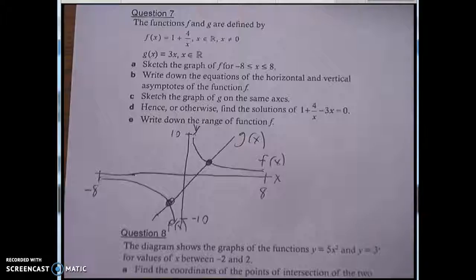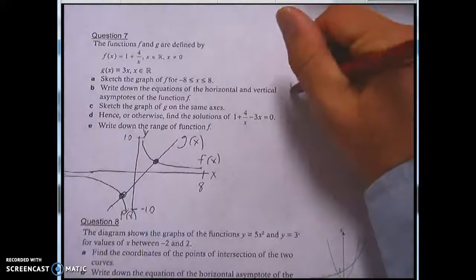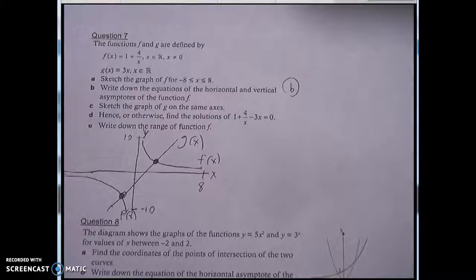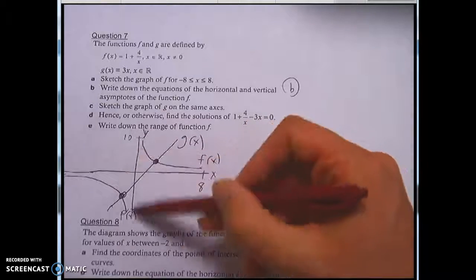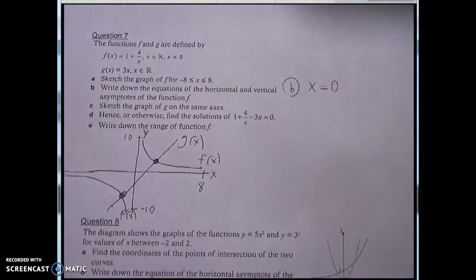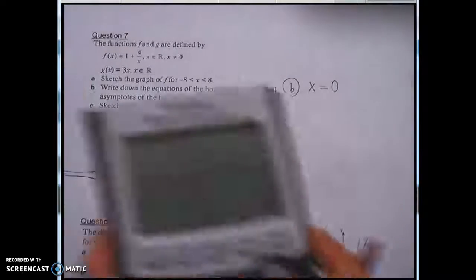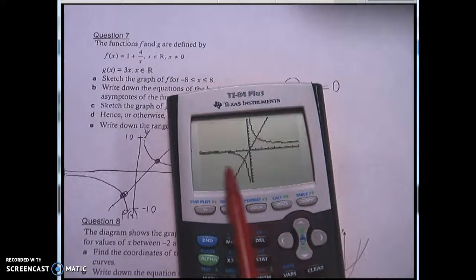Write down the equations of the vertical and horizontal asymptotes for f. Well, the vertical is easy. You can see that it's x equals 0 for the vertical asymptote. The horizontal asymptote, y equals something, may not be as clear from this picture.